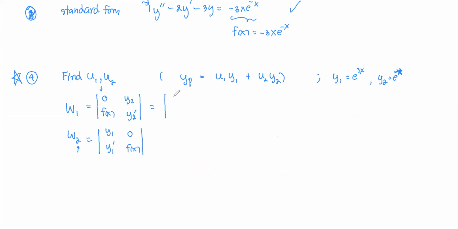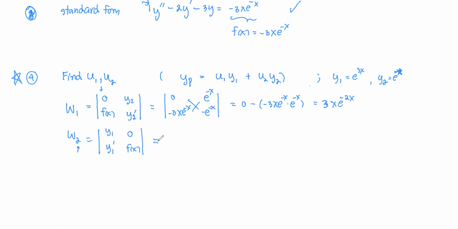For W1, with 0, f of x is negative 3x e to the negative x, and y2 is e to the negative x, and its derivative is negative e to the negative x. Then use the determinant, and the 0 is a helper. Cross down here you get 0, subtracted by negative 3x e to the negative x multiplied by e to the negative x. Cross way up, cross way down, to get positive 3x e to the negative 2x. A lot of algebra going on, so just pay attention to every detail. So W1, we got it.